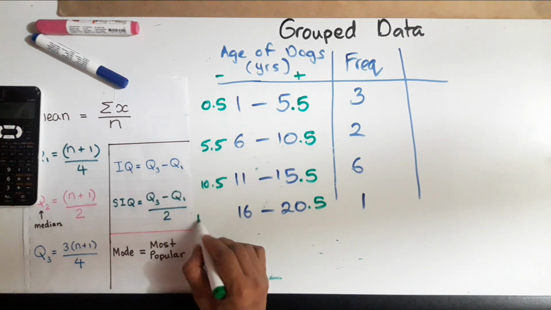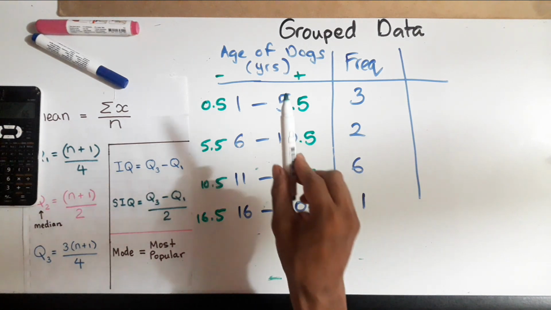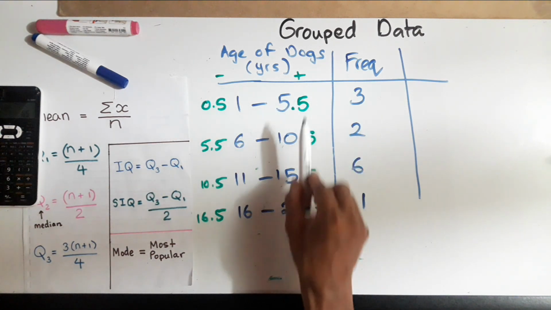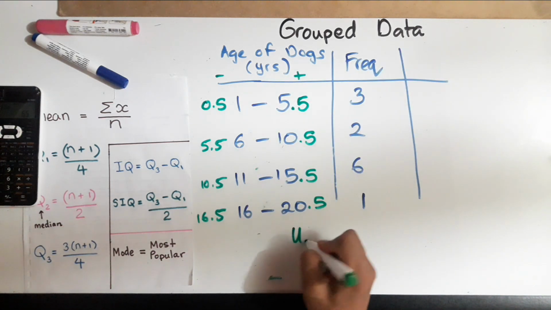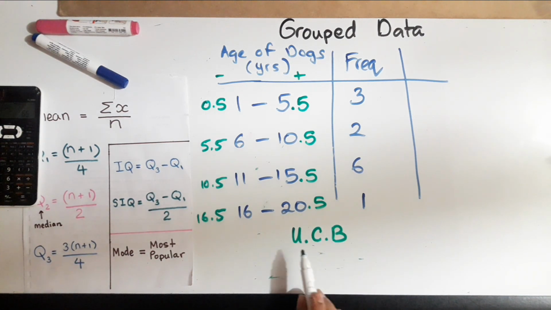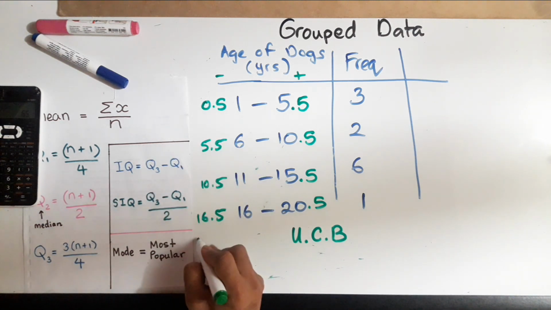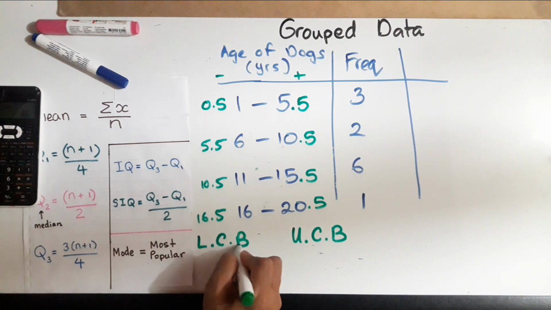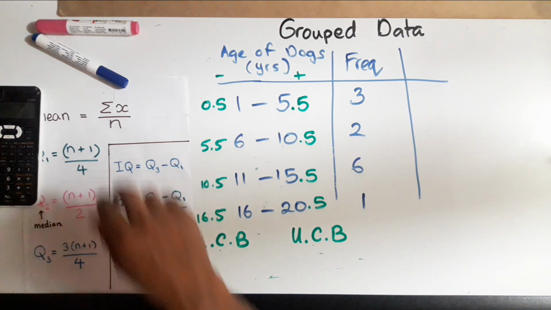You see all the numbers on this side just got bigger because I added 0.5. You call it the upper class boundary, UCB. And to all the numbers where you minus 0.5, you call it LCB, or the lower class boundary. Why is this important in multiple choice?